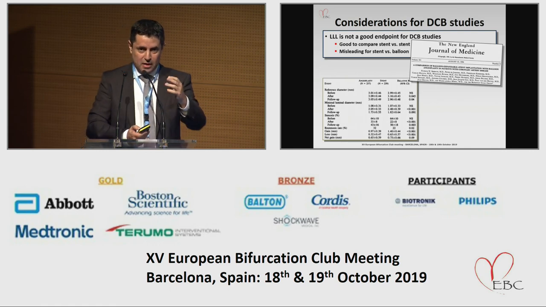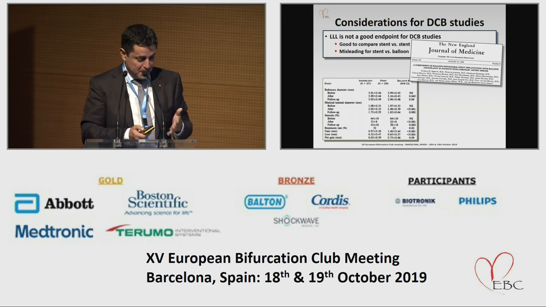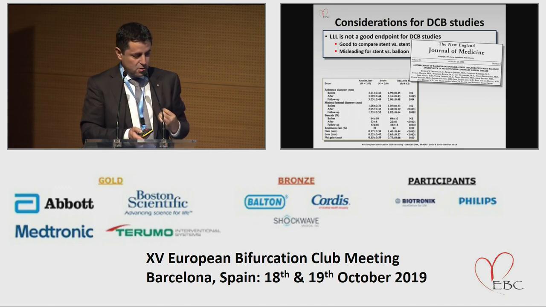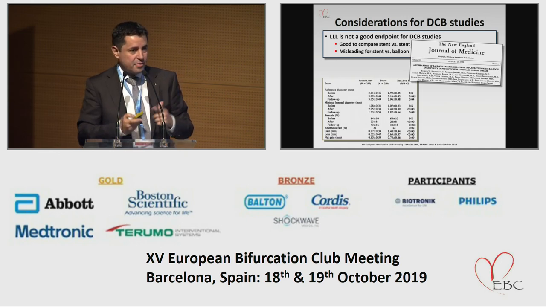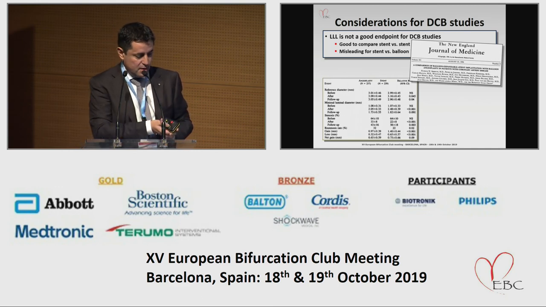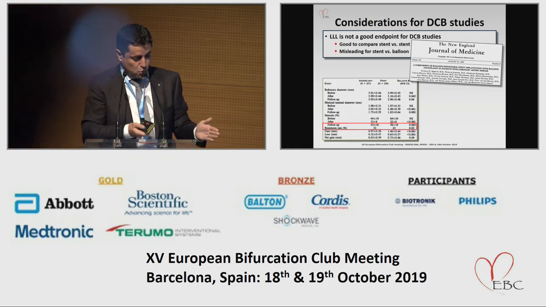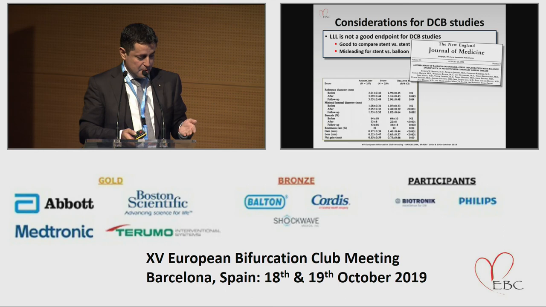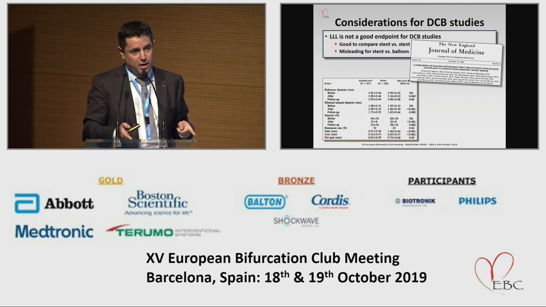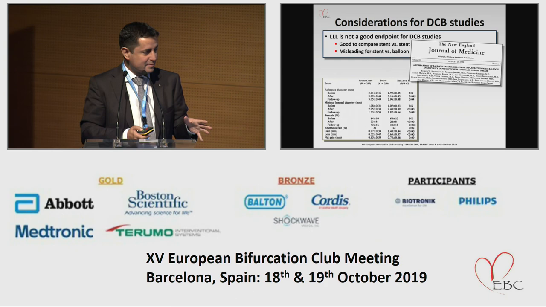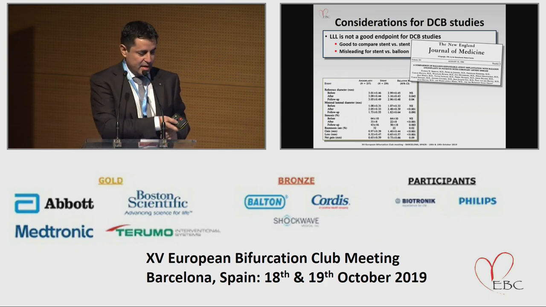Another thing, and I hope that the professor agrees, because I learned that from him, is that maybe late lumen loss is not the best endpoint for drug-coated balloons, because late lumen loss was meant to compare one stent versus another stent, because it's a very good surrogate for the neointimal hyperplasia. But it can be misleading in other scenarios, particularly in comparing stent versus balloon. I'm presenting the data from the BENESTENT trial, in which for the first time a stent proved that the restenosis was significantly lower than with plain angioplasty. But if we look at the late lumen loss, it was higher in the stent group because the gain was also higher. The more you gain, the more you will lose. So maybe late lumen loss can be a misleading endpoint.